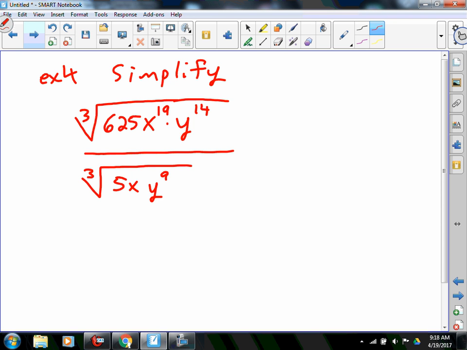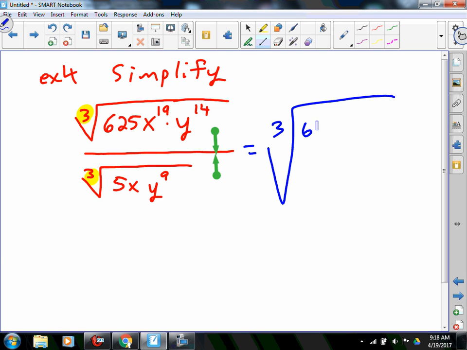So what that last property says is, since we're taking a cube root and a cube root, since the indexes are the same, we're allowed to kind of play a squeeze play with these across the fraction bar. In other words, we're allowed to take the third root of one big fraction, 625 over 5. What's 625 divided by 5? Isn't that 125? Okay, so that's going to be 125.